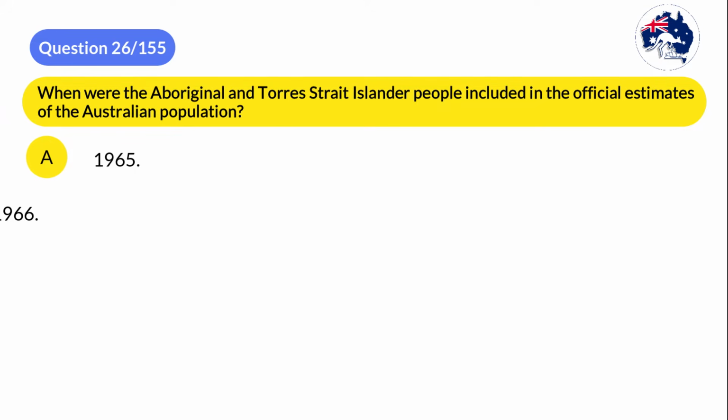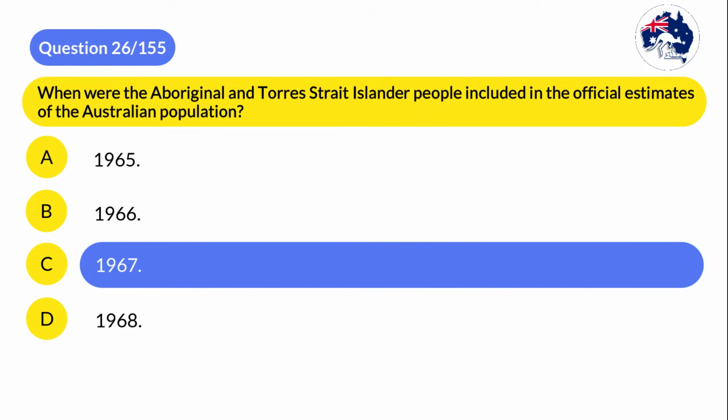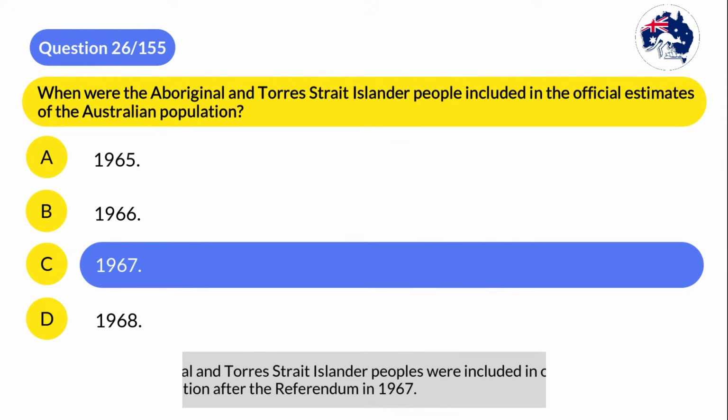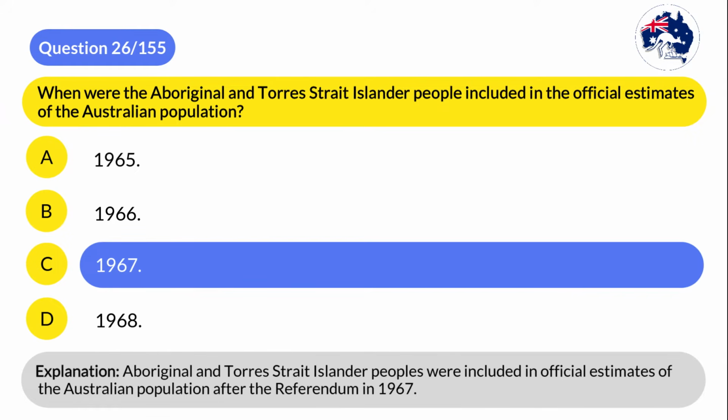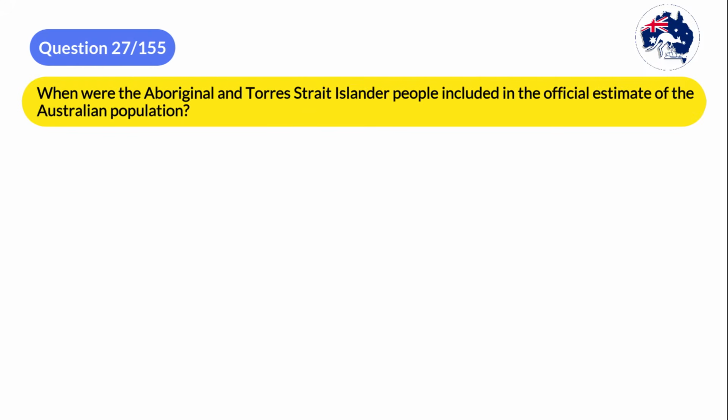A. 1965. B. 1966. C. 1967. D. 1968. The correct answer is C. 1967. Explanation: Aboriginal and Torres Strait Islander peoples were included in official estimates of the Australian population after the referendum in 1967.